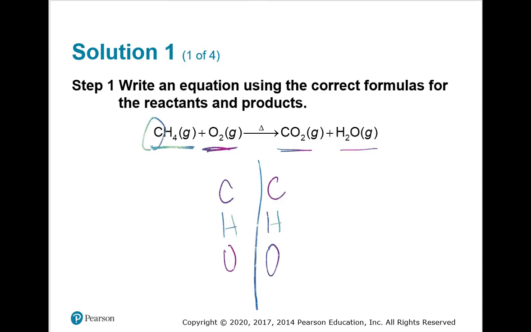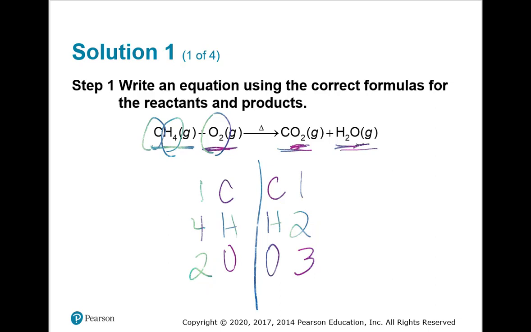I have 1 carbon, 4 H's, and 2 O's. On the right, I have 1 carbon. Here's 2 O's, but there's another O, so that's 3 O's. And 2 H's. We can see here that my carbons are balanced, that's good, but notice on the left I have 4 H's and on the right I have 2. That's not balanced. And on the left I have 2 O's and on the right I have 3. That's not balanced. So here's what I like to do.